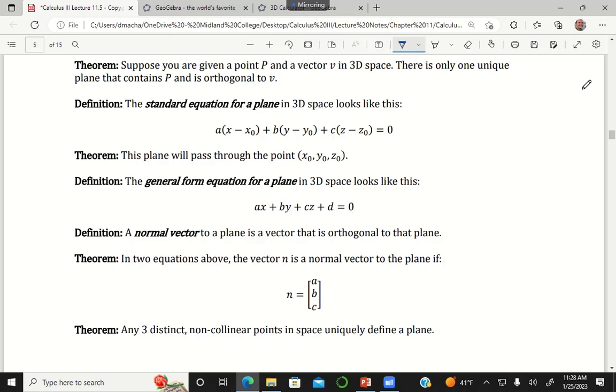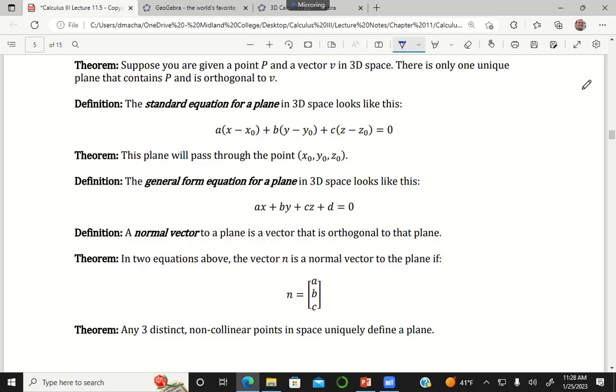So I say, suppose you are given a point and a vector that live in three-dimensional space. There's only going to be one unique plane that both contains that point and is orthogonal to the vector that you're given.